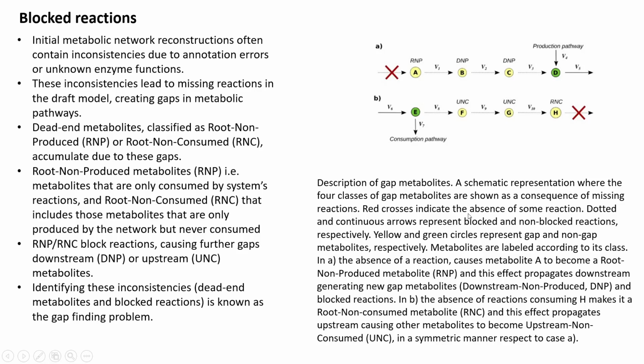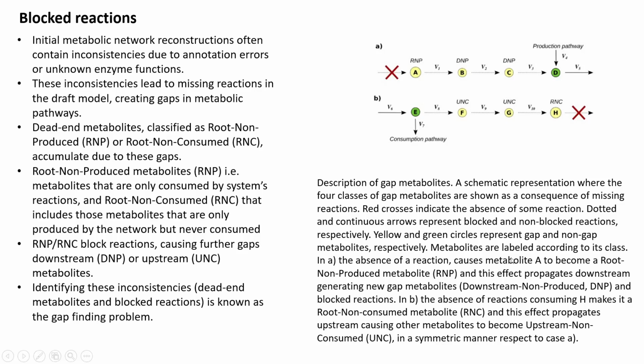So these indicate some sort of absence of some reaction, and these dotted and continuous arrows represent blocked and non-blocked reactions. So the continuous arrows are basically non-blocked reactions. The dotted arrows are showing blocked reactions. And these yellow and green circles represent gap and non-gap metabolites. So green are the non-gap metabolites, E and D, and the rest of them, A, B, C, and F, G, H, are basically gap metabolites because you do not have enough information on them.